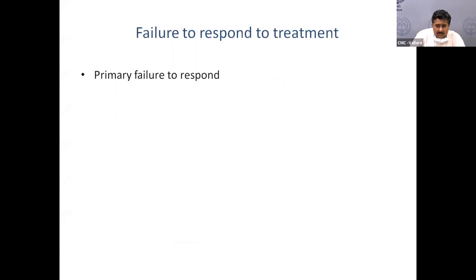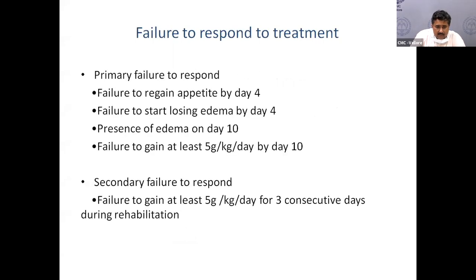Failure to respond to treatment: primary failure is failure to regain appetite by day 4, failure to start losing edema by day 4, presence of edema on day 10, or failure to gain at least 5 gram per kg per day by day 10. Secondary failure to respond is failure to gain at least 5 gram per kg per day for 3 consecutive days during the rehabilitation phase.